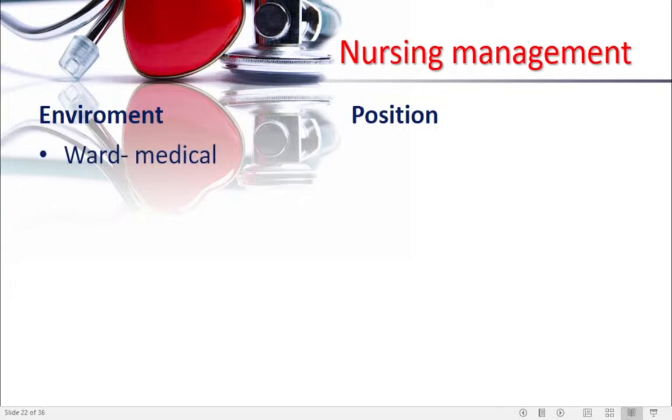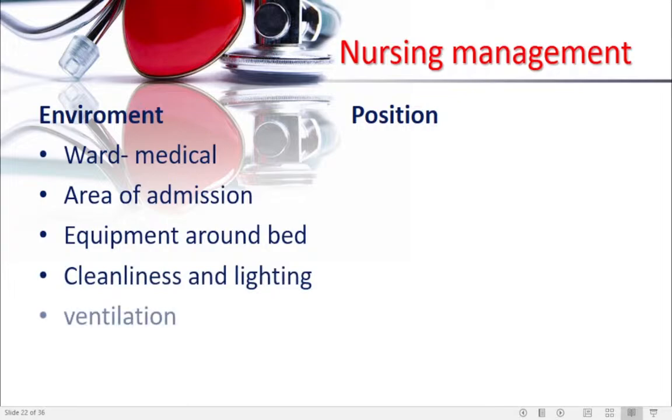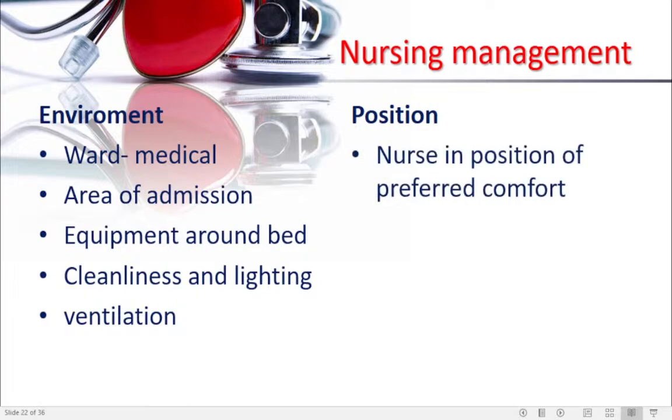Environment. I'm always going to keep this straight and simple. You mention the ward. I will nurse the patient in a medical ward, in the acute bay. I will nurse the patient in isolation but near the nurse's bay for close monitoring, because dysentery is very infectious. Equipment around the patient's bed: I'm going to keep a bedpan, drip stand, oxygen cylinder and all that. Then cleanliness and lighting: I will nurse the patient in a clean, well lit and well ventilated environment. Then positioning: I will nurse the patient in position of preferred comfort because the patient is very much irritable and restless.